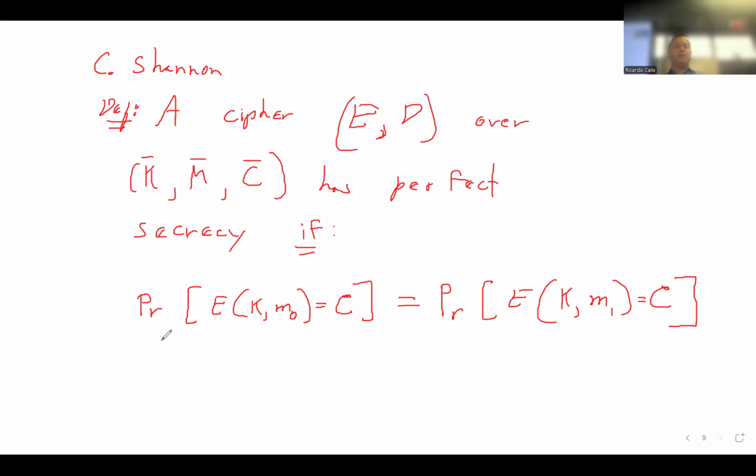So what this is saying essentially is that the cipher should not reveal anything about the plain text message. Do you see that? So the probability that it came from M0 should be the same as the probability that it came from M1 if the cipher is really secure. Do you guys see that? So that's essentially what he is saying here. Given the cipher text, you cannot tell if the message is M0 or M1, right?